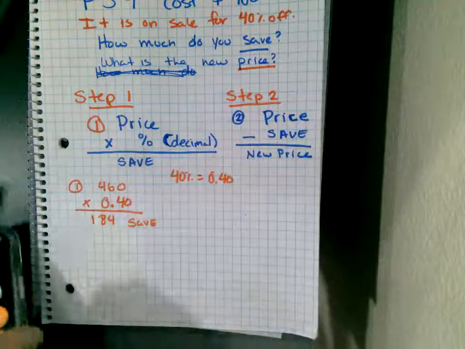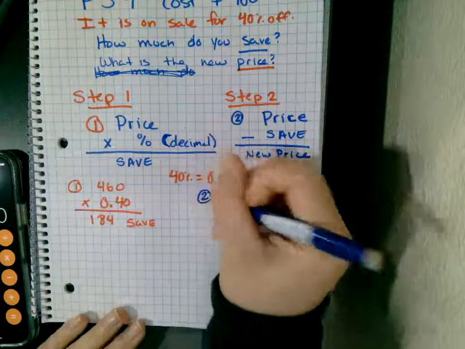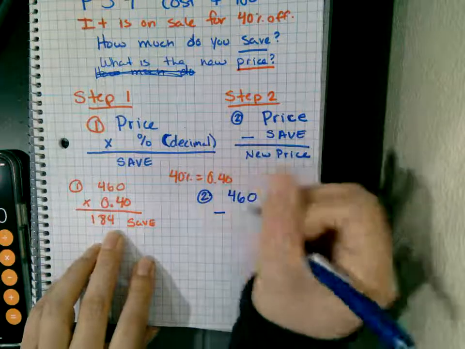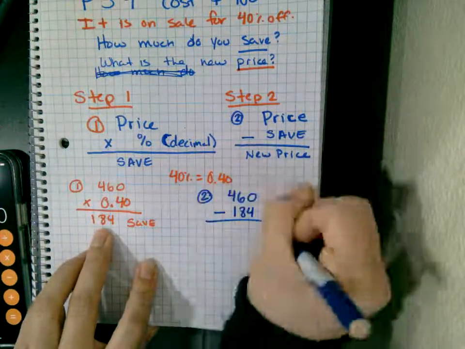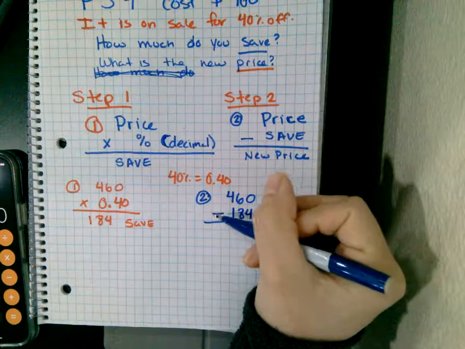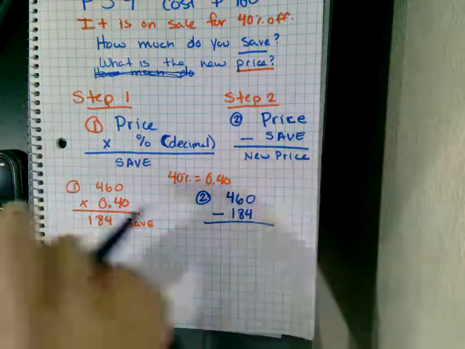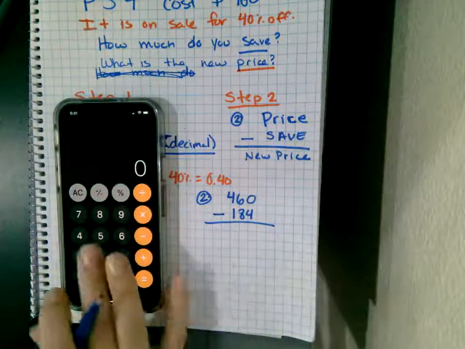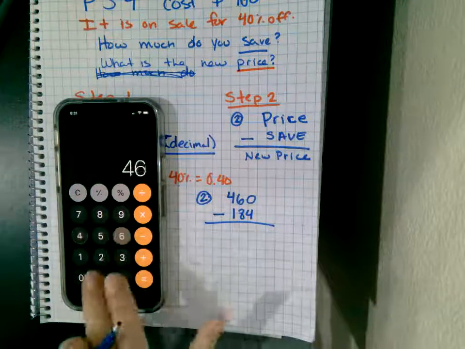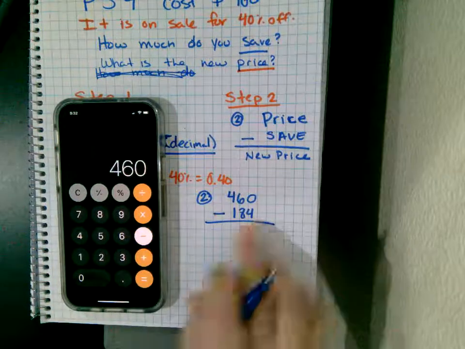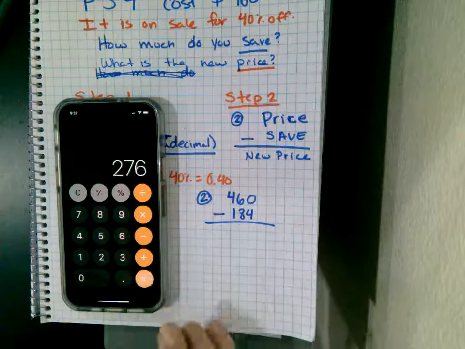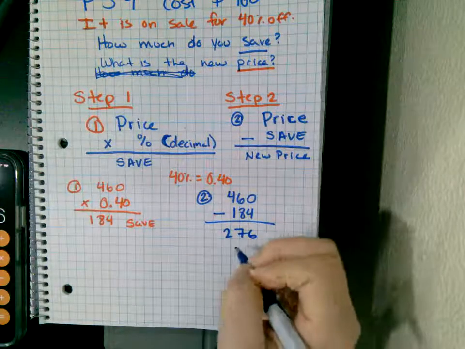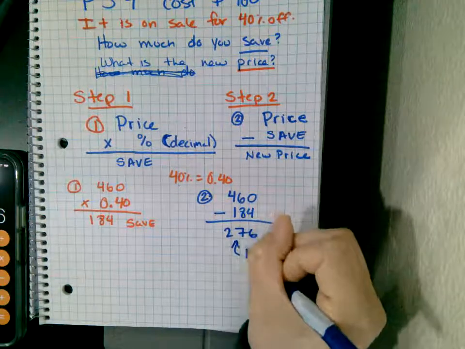So your second step, step number 2, is you're going to take your price, which is 460, and you're going to subtract 184. So you're going to take your price and subtract 184. You have your calculator out. If you want to do it by hand, feel free to. You go 460 minus 184 equals 276. So this, ladies and gentlemen, that right there is my new price.